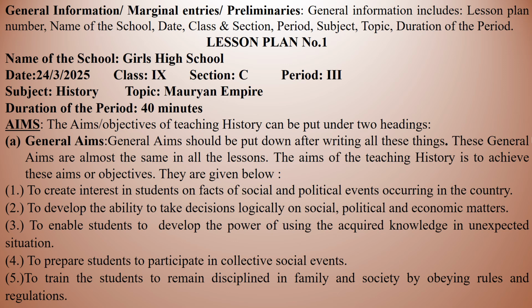After you have written the preliminaries, you have to write the general aims. I have written about 14 general aims in my plan for students' convenience. The student teacher should write only 5 general aims suitable to the topic you are going to teach. The general aims should be put down after writing all these things. These general aims are almost the same in all the lessons. The aim of teaching history is to achieve these aims or objectives.